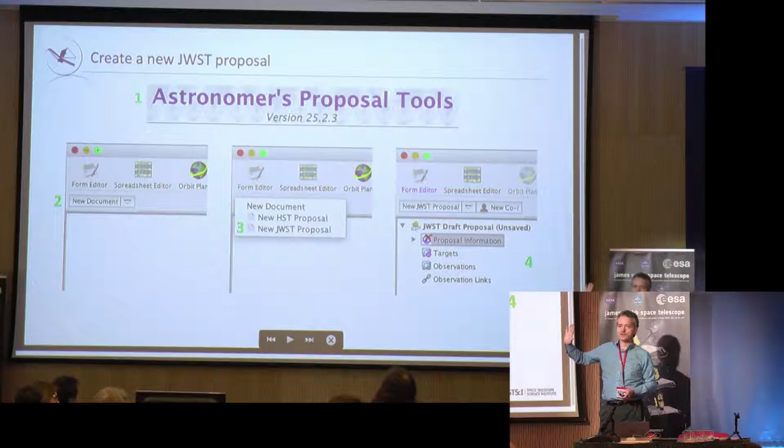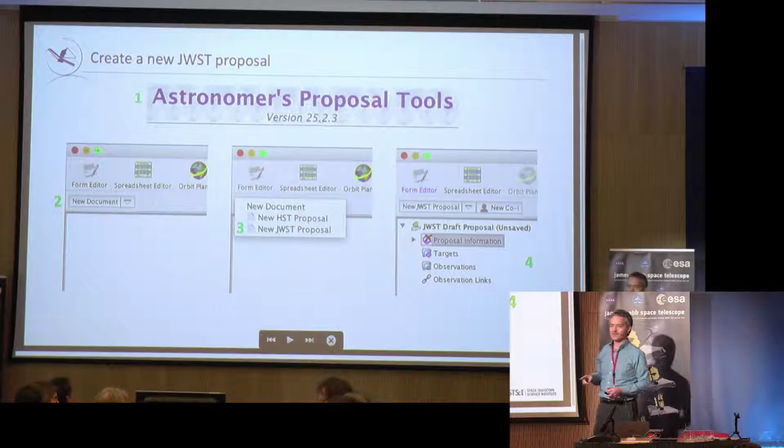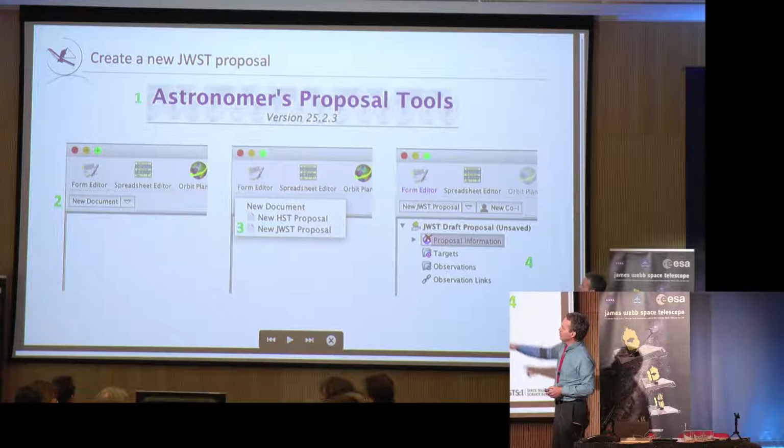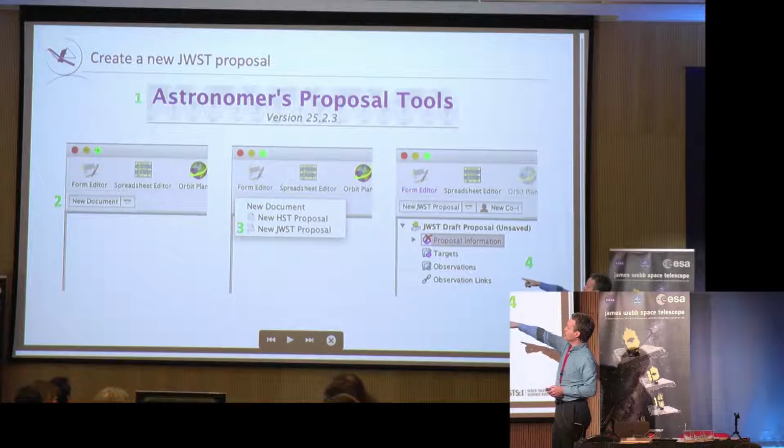I also wanted to illustrate, there's a lot of stuff you can fill out. There's X's at the top to encourage you. When I want to try something in APT, I'm pretty good at ignoring X's, and I'm going to show you how I ignore X's, and then you can do it too. So you do have to make a new document, a new JWST proposal, and then this appears over here. You've all seen this now.